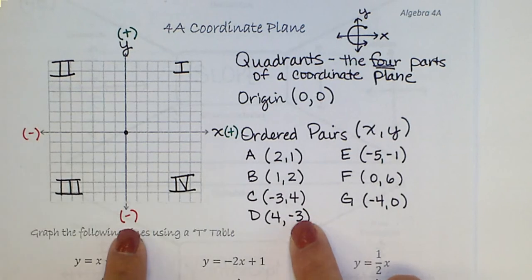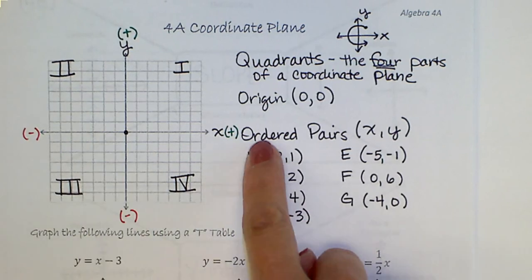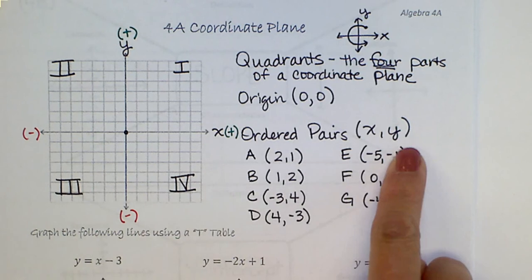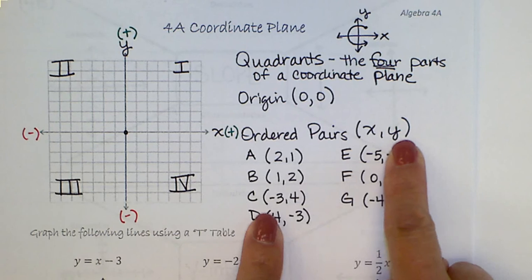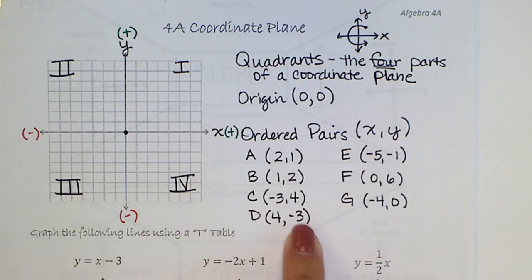So again, when graphing, we will be using ordered pairs, x and y. The first number tells you where to move on your x-axis. The second number, y, tells you where to move on the y-axis. If you have not written these 7 points down, please pause the video and write them down real quick, and we're going to graph them together.